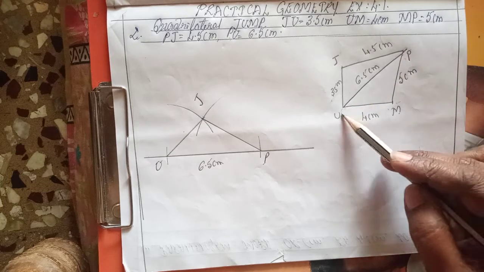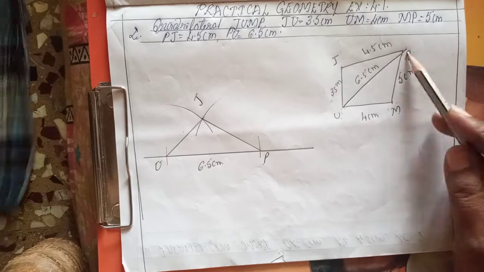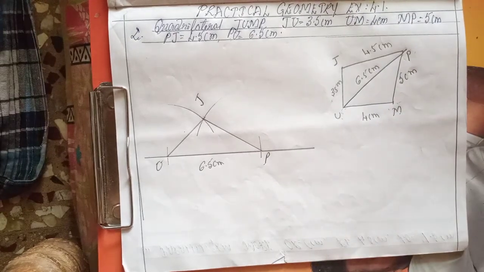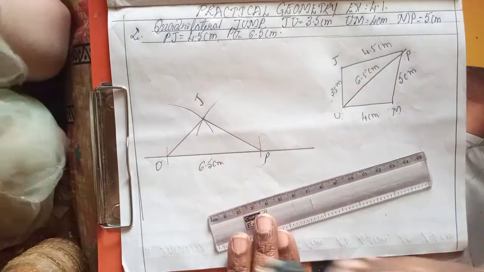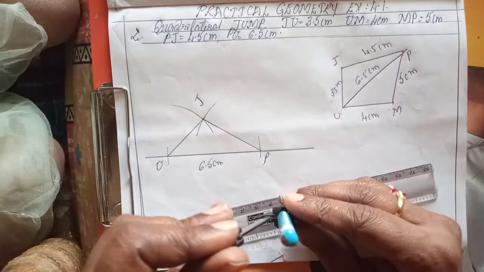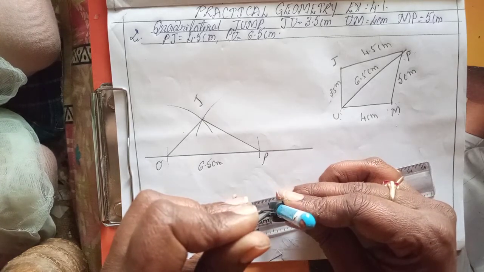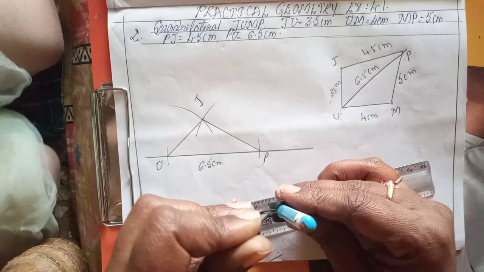Now look at this, the lower part of the quadrilateral, that is triangle UMP. Now we are constructing the triangle UMP with the measurement of UM is equal to 4 centimeter, like this. Okay students, yes, you are also doing.